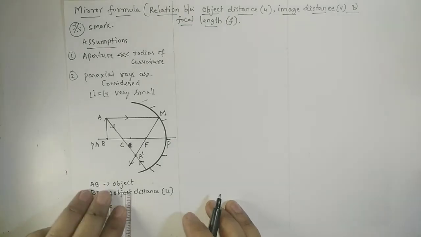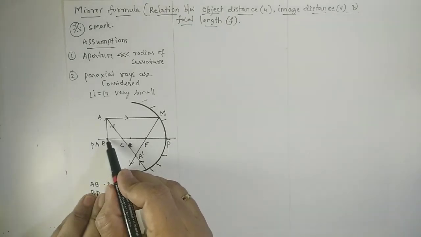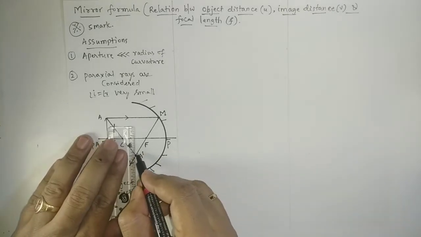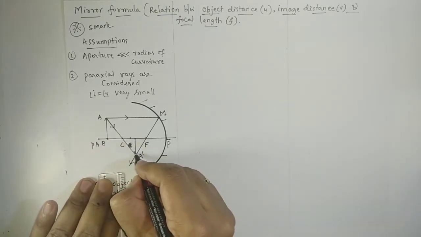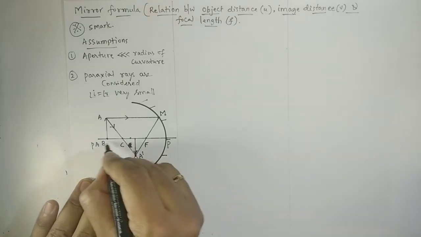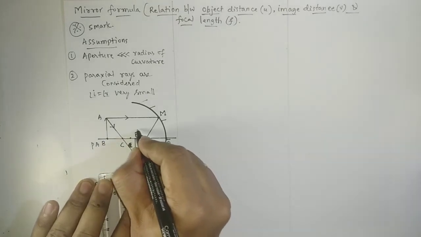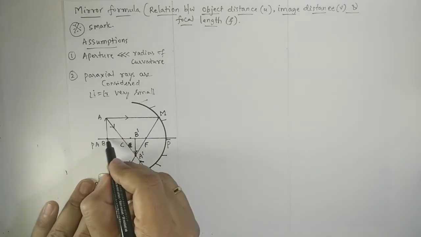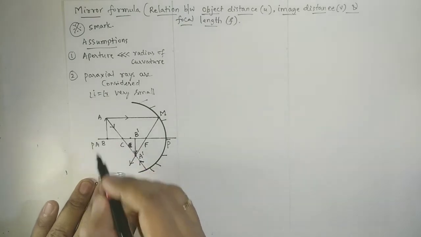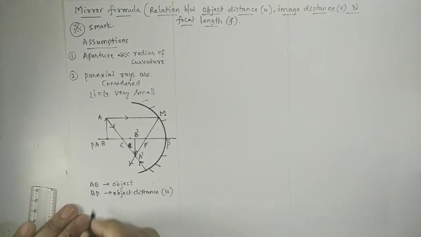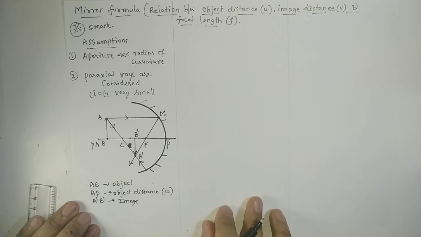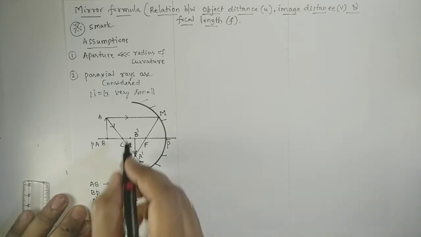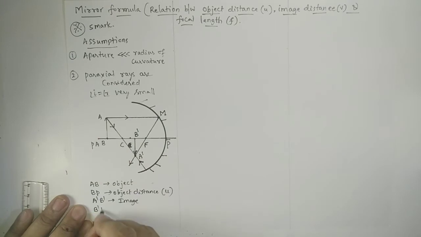Same way, to get the position of the image corresponding to a point B on the object, the method followed is we drop a perpendicular from A dash to the principal axis. The point where the perpendicular dropped meets the principal axis will give you the image, say B dash, corresponding to a point B on the object. So A dash B dash here gives the image of the object, and the distance at which the image is formed, that is B dash P, will be the image distance.